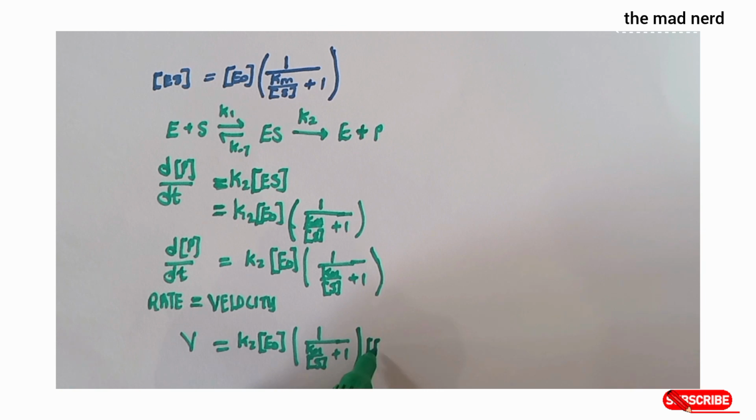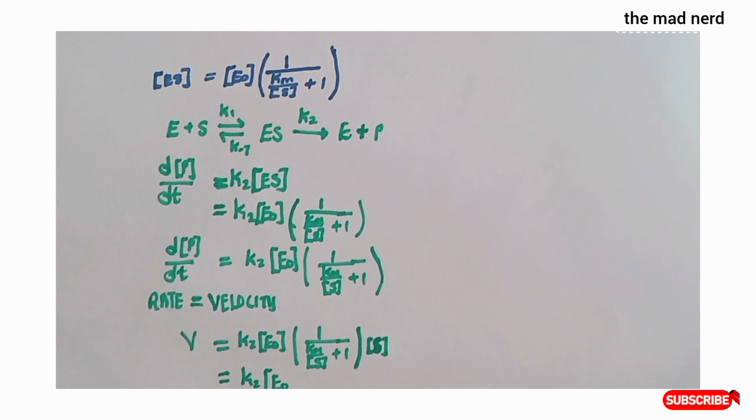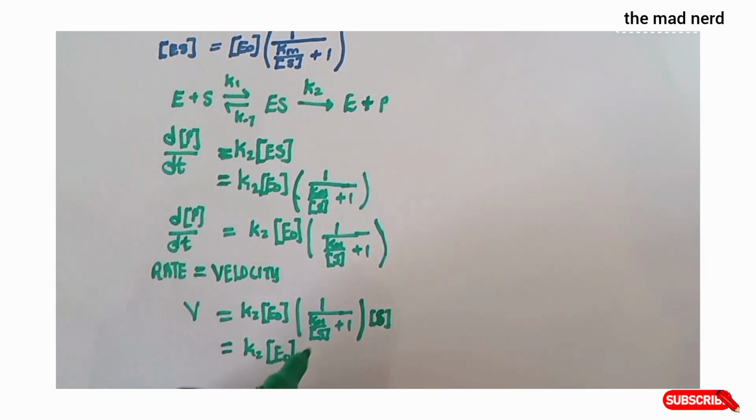We say over here the concentration of S, and then what you end up having is K2, the concentration of E naught, and then one times that concentration of S. Open the bracket, we get the concentration of S, and then Km over the concentration of S times that concentration of S, they end up cancelling each other, and we are left with Km, and then plus 1 times that concentration of S. We get the concentration of S in this place, and then we close the brackets.